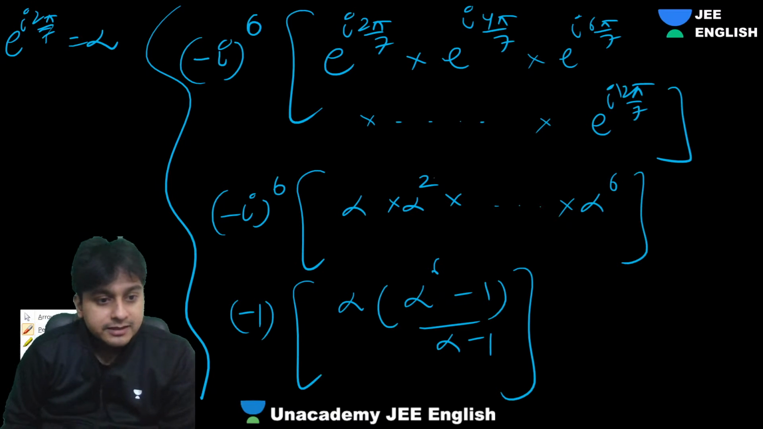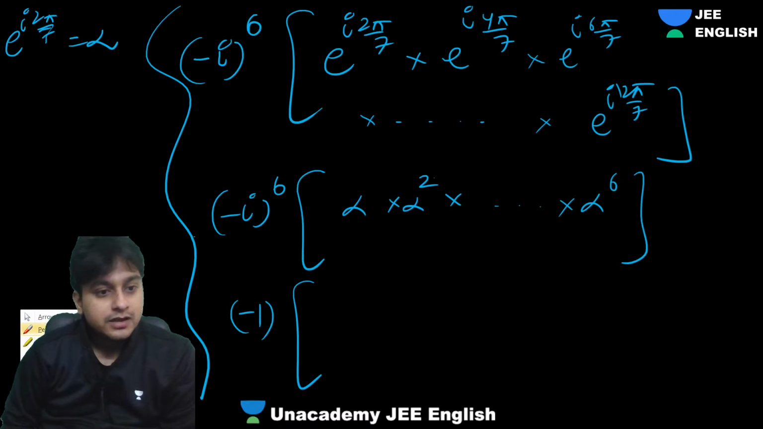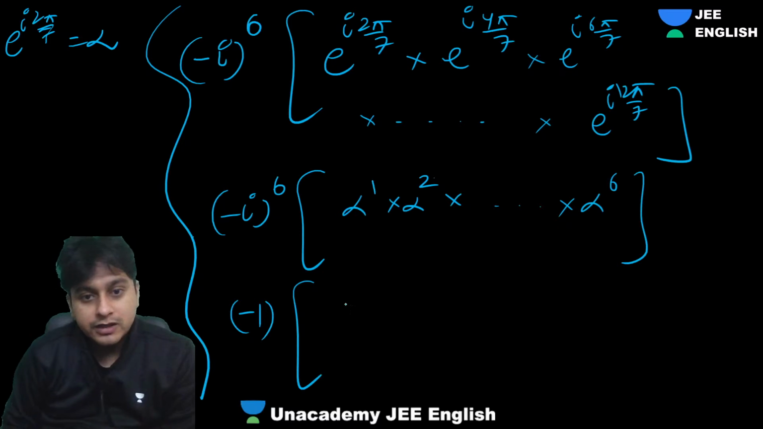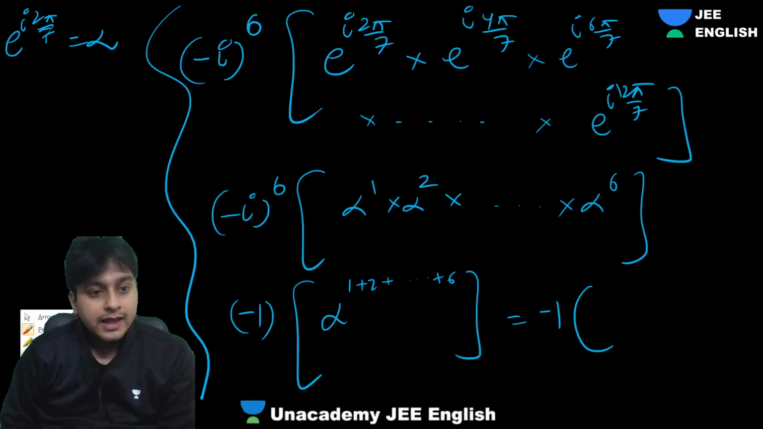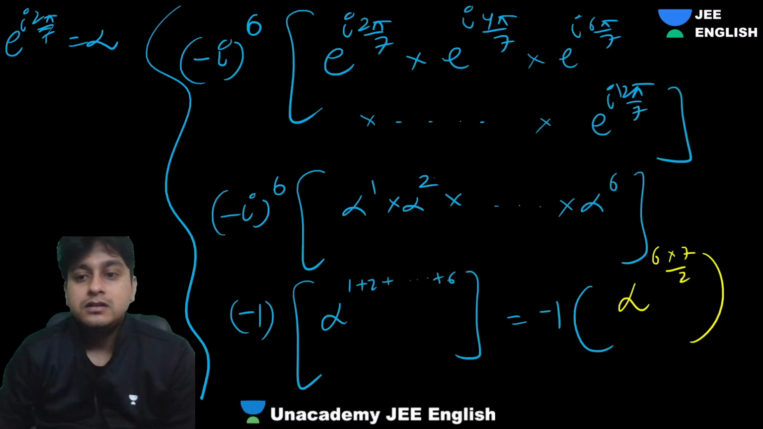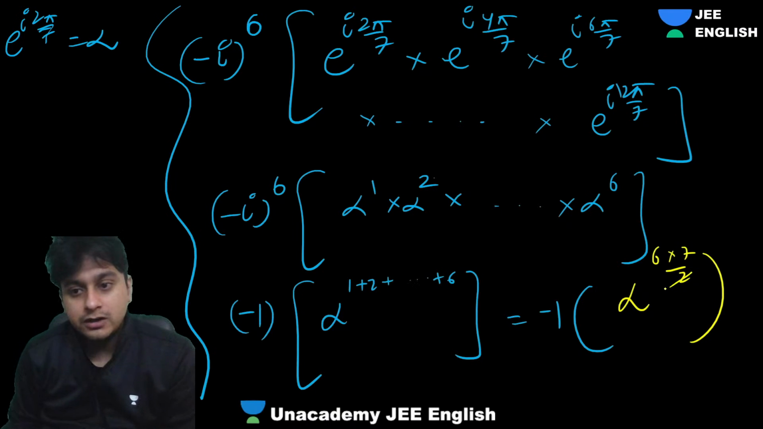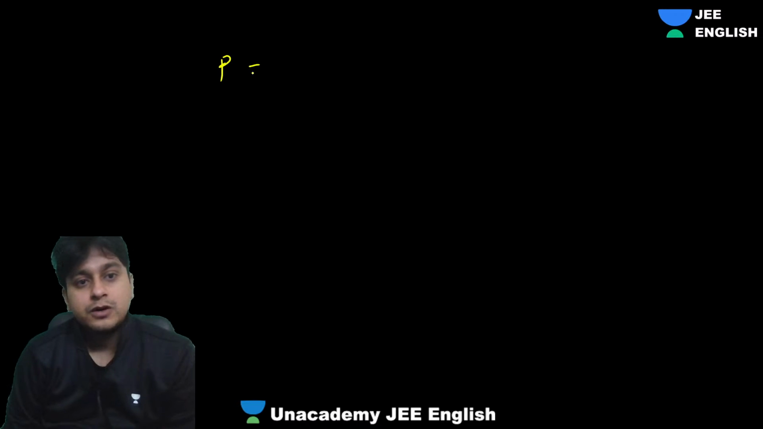One second. My mistake. This is not summation. It is actually a product, right? That's what my mistake is. So here we will write alpha power 1 plus 2 plus 3 and so on till 6, which is coming as minus 1 alpha power n(n+1)/2, that is 6 into 7 by 2, which is 21. So we got this product as minus 1 into alpha power 21.